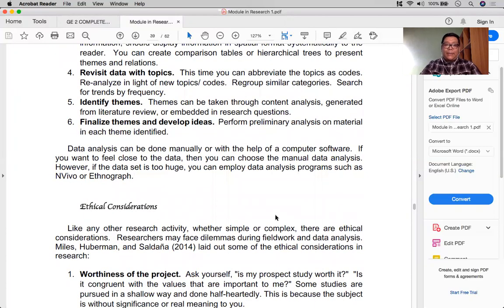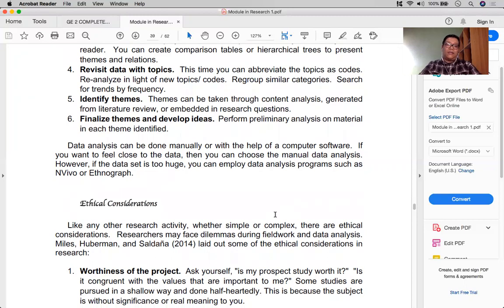Now, data analysis can be done manually or with the help of computer software. For qualitative research, we have NVivo, which can really help you in generating word clouds. If you want to feel close to the data, then you can choose manual data analysis. That means you have to really immerse yourself in the data so that you can really feel the emotions or the meanings behind the words uttered by the participants. However, if the data set is too huge, you can employ data analysis programs such as what was mentioned a while ago, NVivo, or we also have Ethnograph.